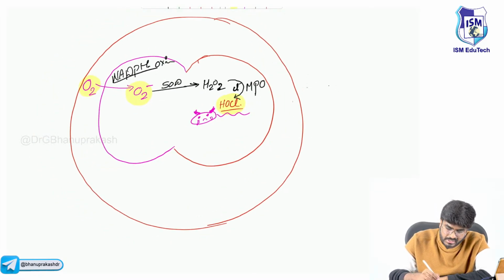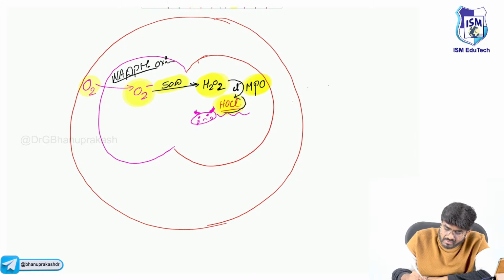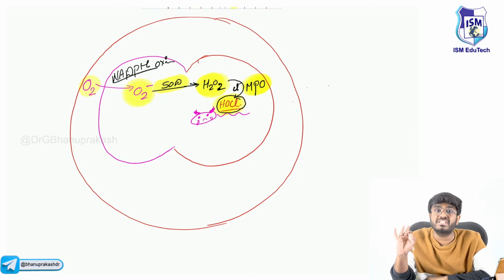So oxygen is converted into superoxide ion. Superoxide ion with the help of superoxide dismutase is converted into H2O2. This hydrogen peroxide with the help of the enzyme myeloperoxidase is converted into hypochlorous acid. This is the most powerful chemical in your body. It's bleach. It's the most powerful free radical.